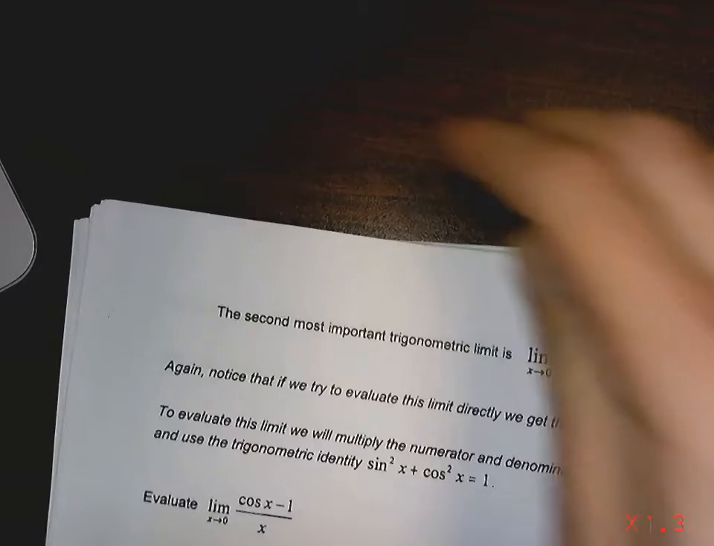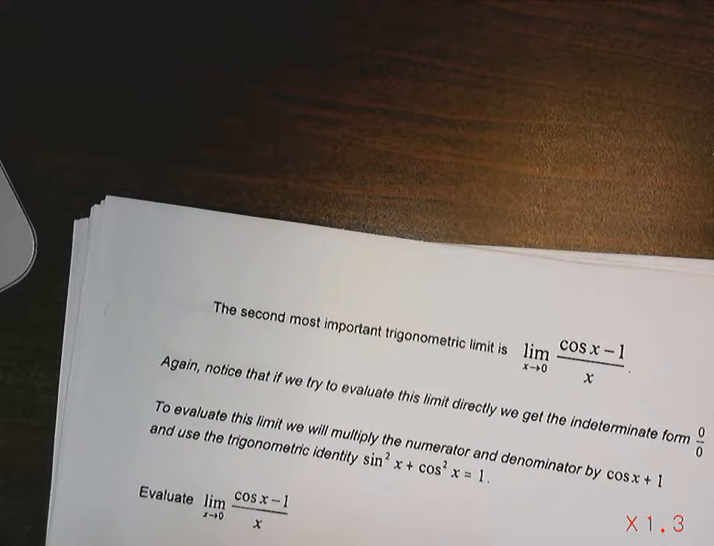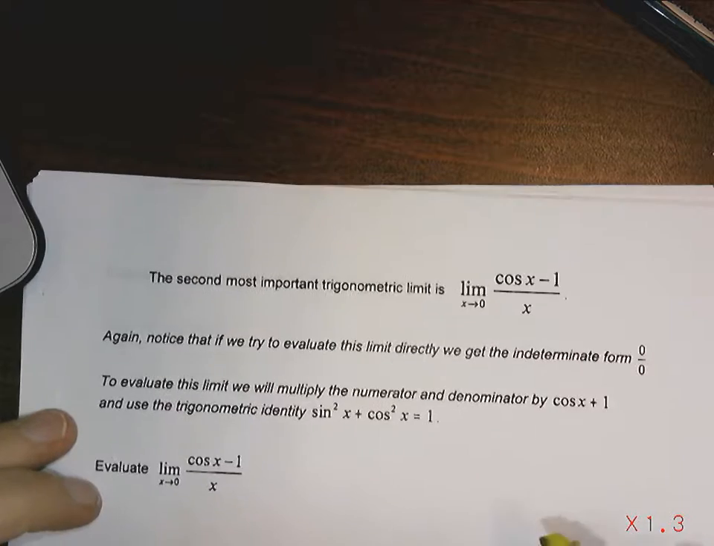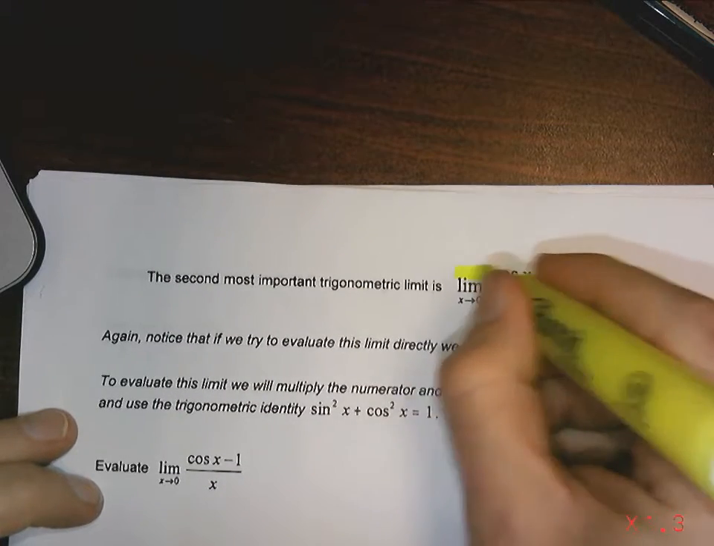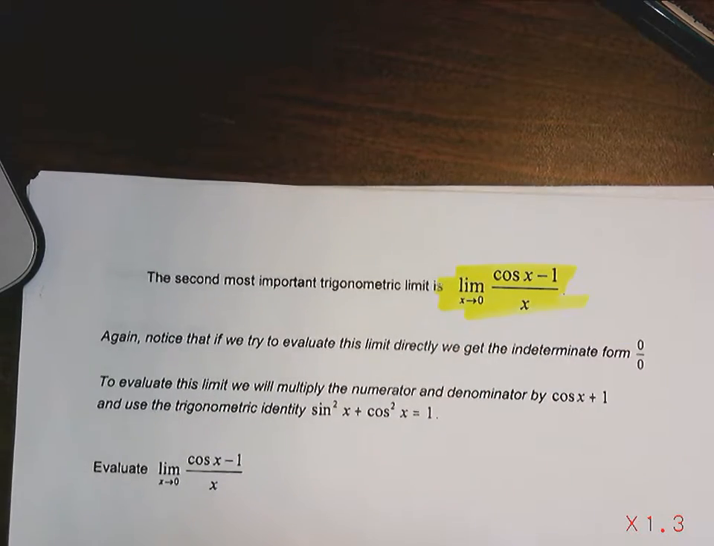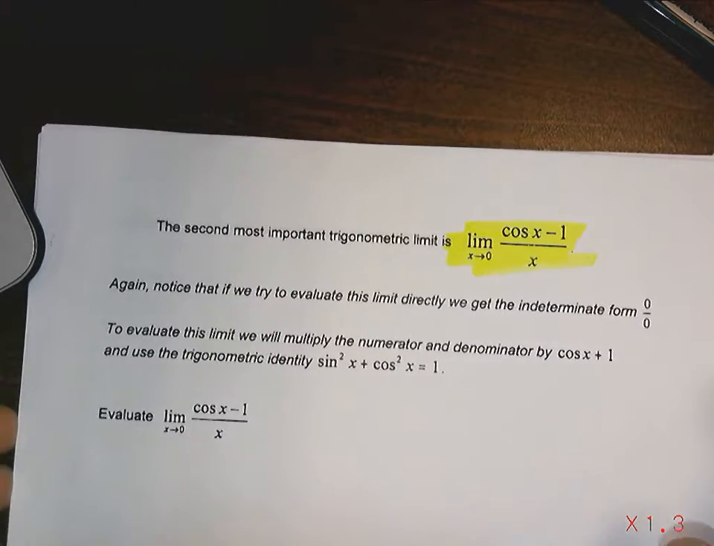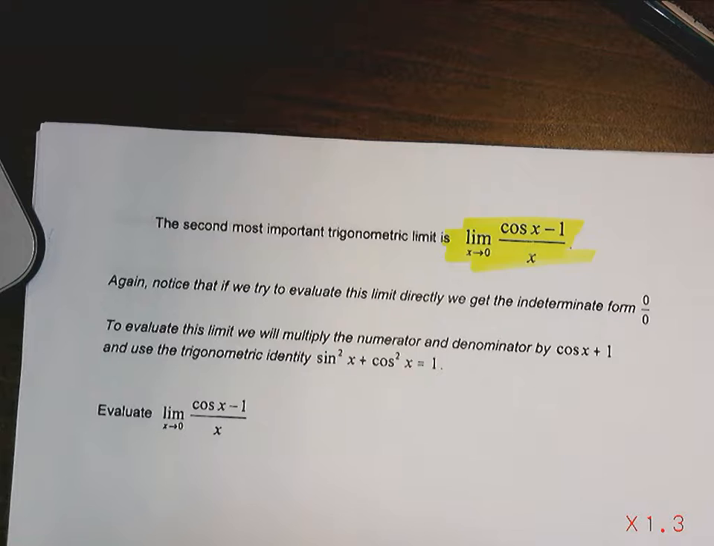Okay, now the second most important trigonometric limit is the limit as x approaches 0 of cos x minus 1 over x. Why? Because I'm going to use it to prove some derivatives. I personally don't care about trig limits other than their usefulness in proving derivative rules.